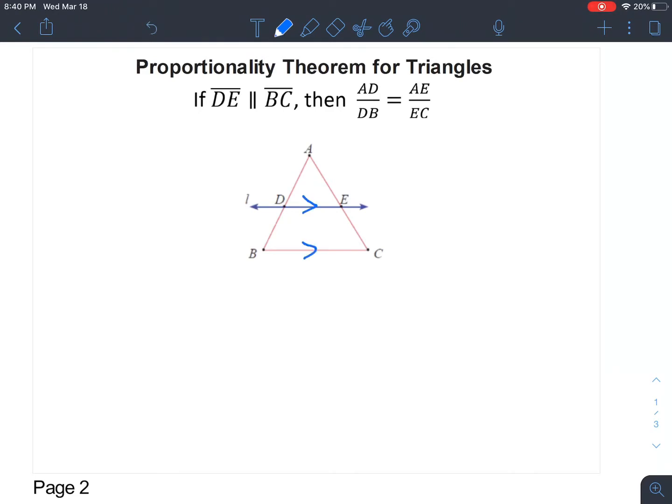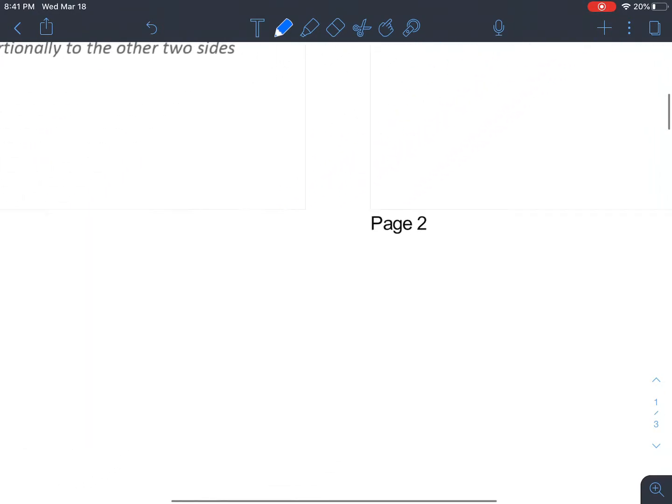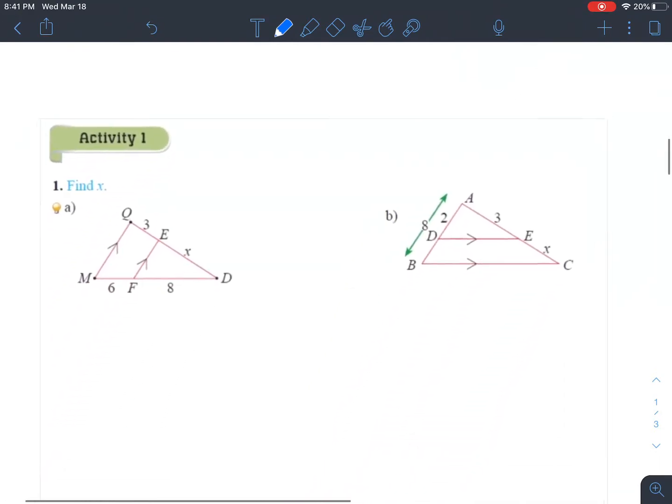So if we know that this line that goes through this triangle, DE, is parallel to one of the sides, in this case BC, then we know that the ratio of AD over DB must be the same thing as AE over EC. So for example, if I were to call DB x and AD is 2x, if EC is y, then that means that AE must also be 2y. So that's what this theorem is telling us.